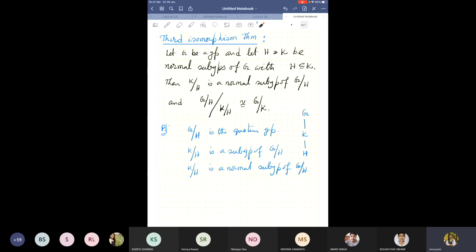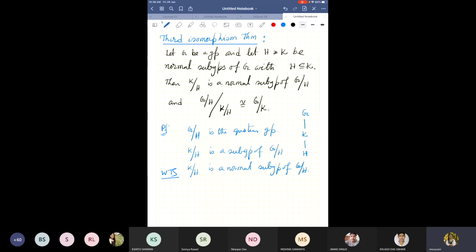First, we will show that K quotient H is a normal subgroup of G quotient H. Now our group is G quotient H, and I will show that in this group K quotient H is a normal subgroup. For that, I have to take elements from G quotient H, and see that if I take conjugation of K quotient H, then I will again land in K quotient H, right?